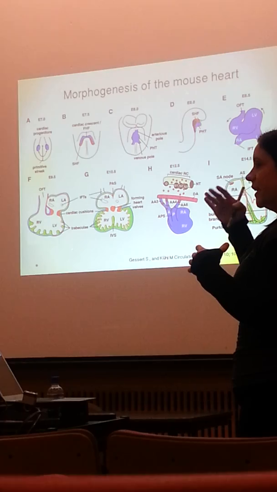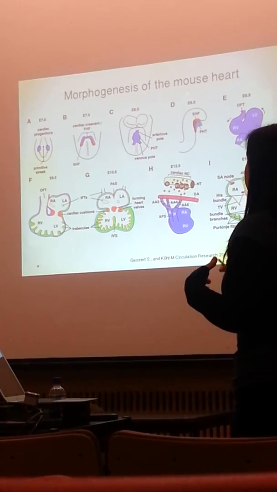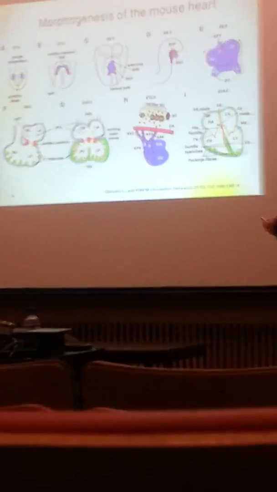from the neural tube in the dorsal part of the embryo, and they will influence specifically the outflow tract of the heart.